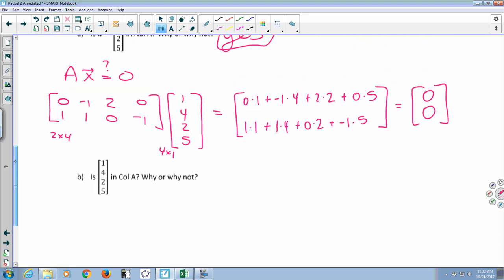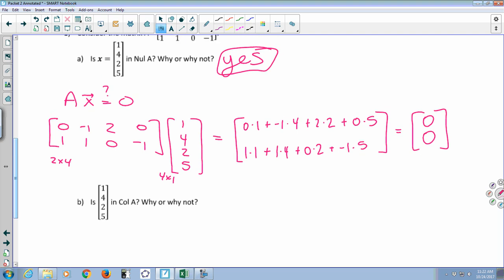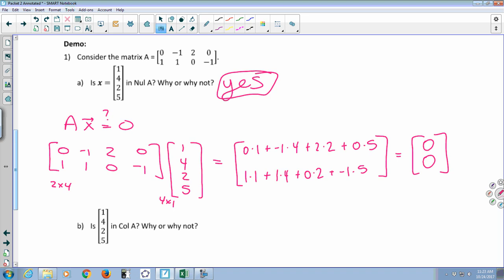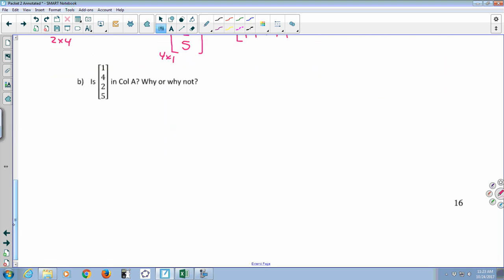All right, is 1, 4, 2, 5 in the column space? So same vector. It does live in the null space. Does it live in the column space? Remember, the definition of the column space of a matrix is the set of all linear combinations of its columns. So if you took a linear combination of these columns of A, 0, 1, negative 1, 1, 2, 0, 0, negative 1, throw some scalars on there, add them together, could you ever possibly get 1, 4, 2, 5? No, because linear combinations of the columns of A live in R2, right? So this is impossible.